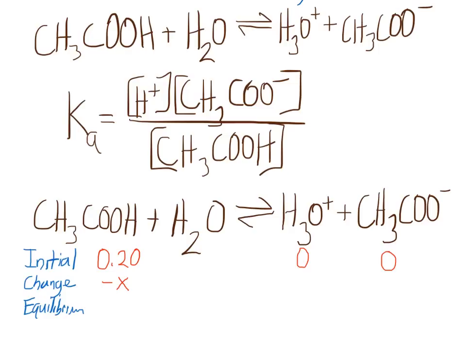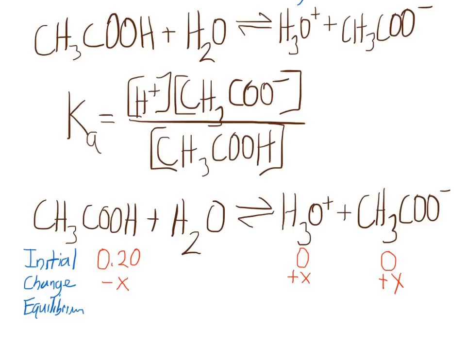Now for the water, that doesn't matter either. And then for the hydronium ion, don't know that either. But what we do know is that however much the acetic acid is going to lose, the hydronium ion will gain. If minus x is how much the acetic acid is going to lose, then we know that the hydronium ion is plus x. Yeah, that's pretty cool, right? And then the same thing for the conjugate base, because they're both coming from the same thing.